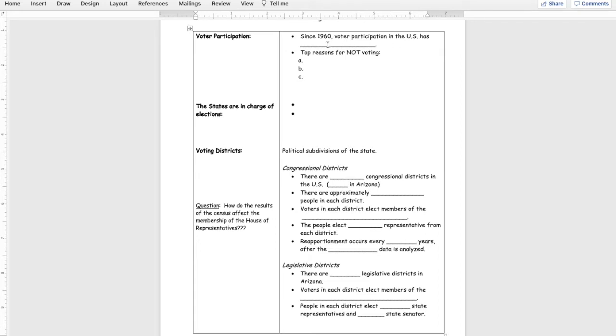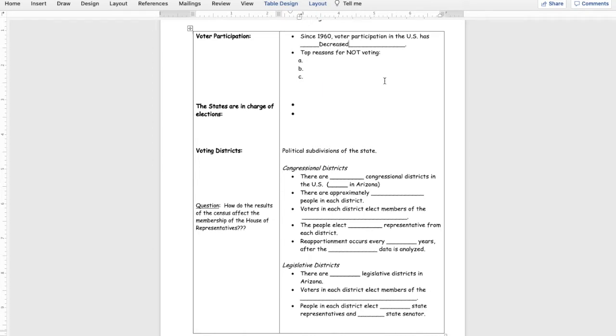Well, since 1960, overall, voter participation has decreased. And I know we're not underlined. Just fill it in there. Recently, we've seen a huge spike in voting over some of the past few years, but overall as a whole, since the 60s, the percentage of people voting in this country has gone down.